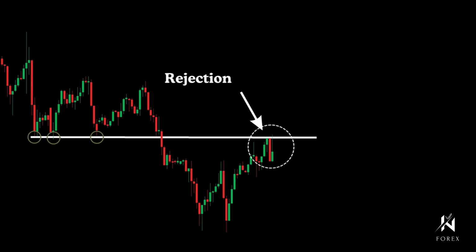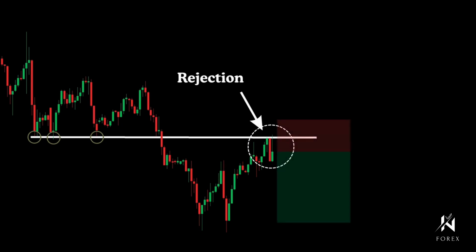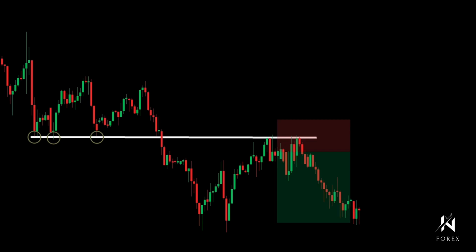If price shows clear rejection using strong price action signals like pin bars, engulfing patterns, or repeated wick rejections, it suggests sellers are re-entering and driving price down. Once that rejection is confirmed, you enter a short trade and place your stop loss just above the retest area for safety. The same rules apply when resistance is broken after the breakout. Wait for the retest and rejection before going long.